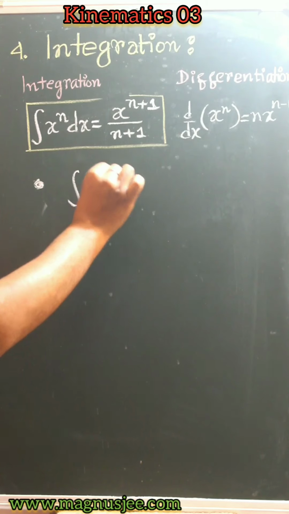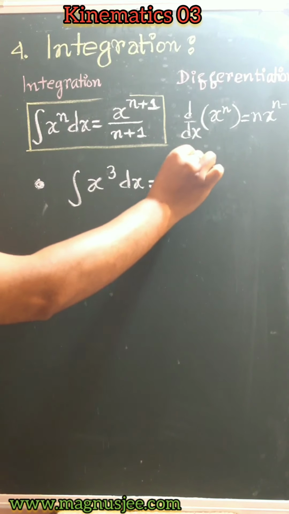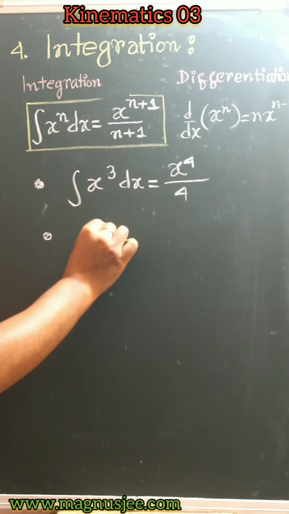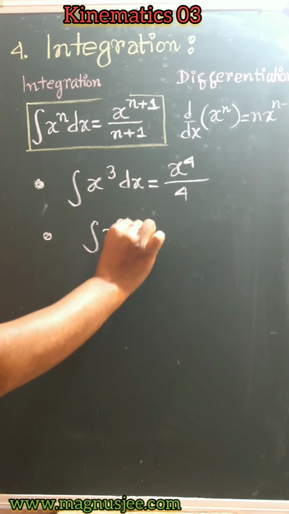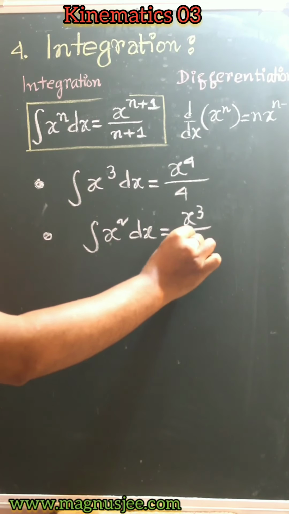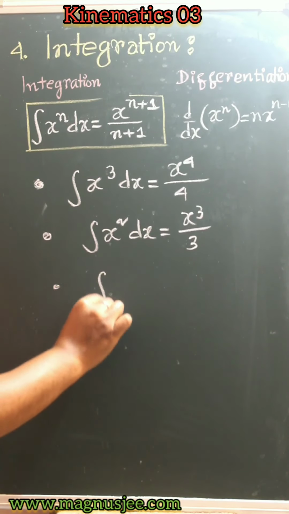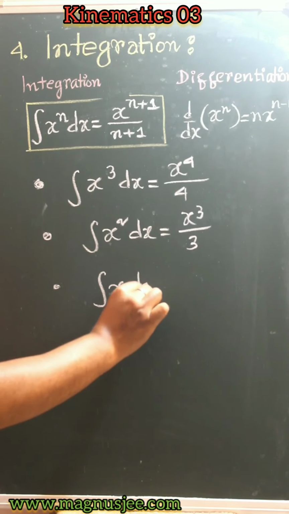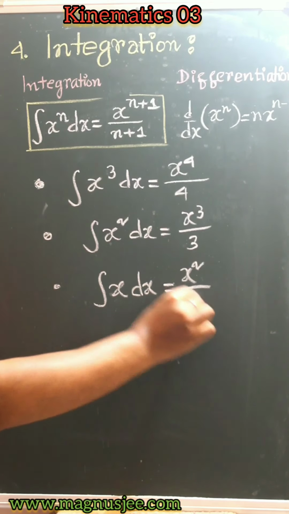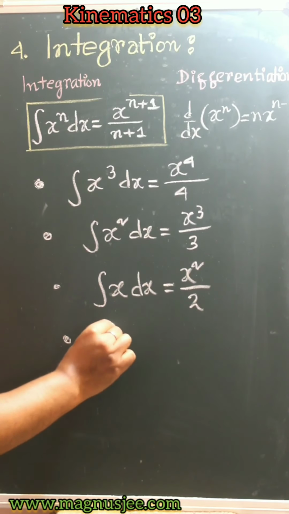Integration of x cube dx equals x to the power 4 divided by 4 using the formula. So integration of x squared dx equals x to the power 3 divided by 3. Integration of x dx, that is x to the power 1 dx actually, equals x square by 2. So here the power of x was 1, now it increases to 2.